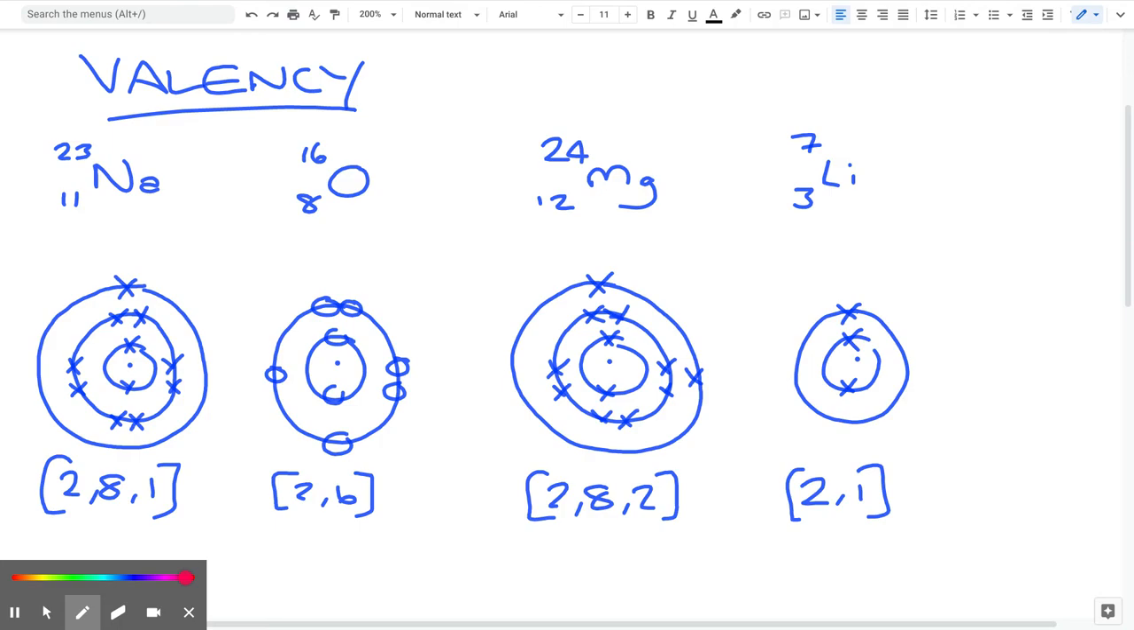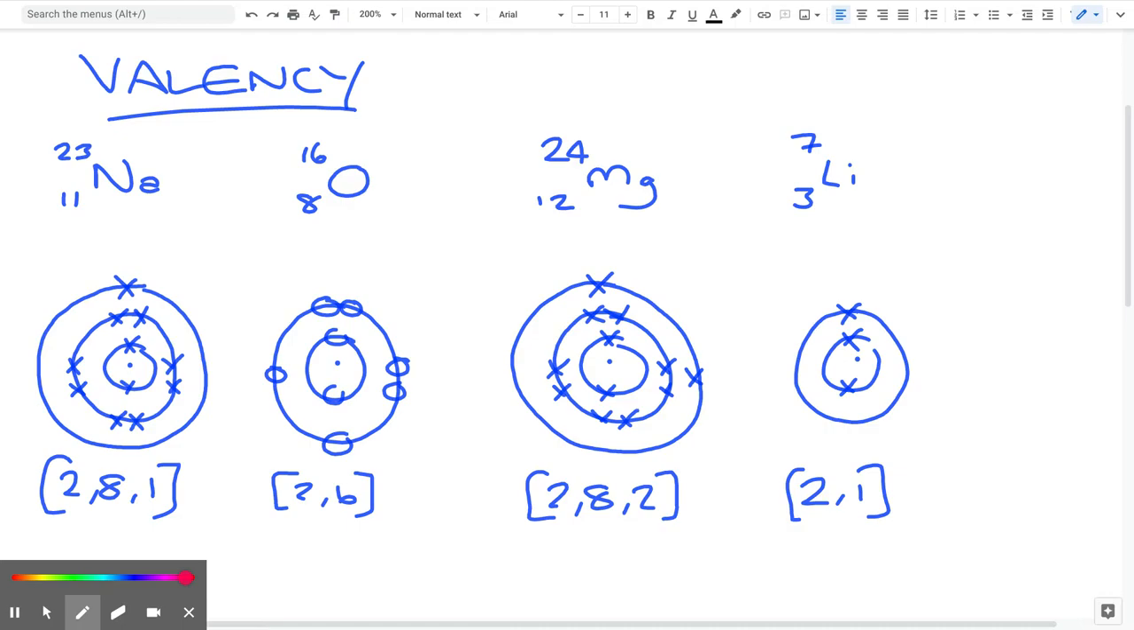Okay, so here we have the previous examples we just calculated and drew the electronic configurations for. And we're going to take these configurations now and try to evaluate for each of these four elements something known as valency. And valency is essentially a number that we can use to help us work out the formulae of compounds that are formed when these substances react with each other.